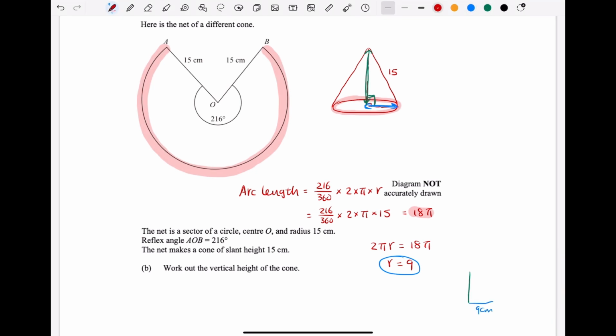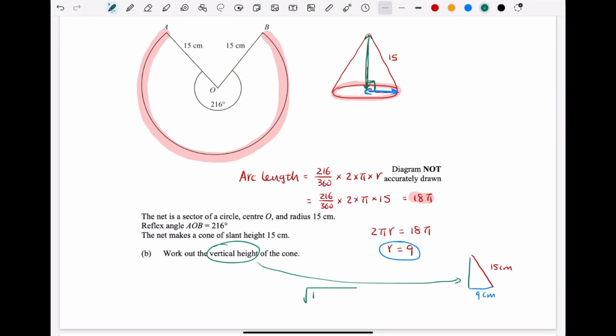I'm going to sketch out another triangle just to make it clear. We have the base radius, which is 9. We have the slant height, which is 15. To work out the vertical height, we need to use Pythagoras theorem. Square root of 15 squared take away 9 squared, and that is 12. So 12 is our final answer.